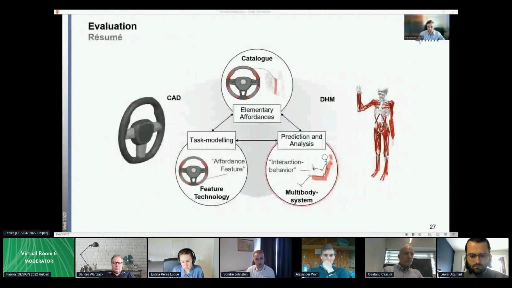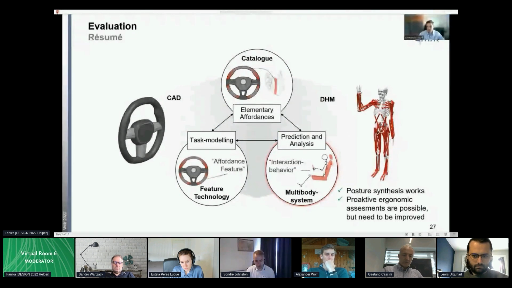So what can we learn from that? Our posture synthesis works since we could predict the same whole body muscle activations, and the postures look qualitatively the same. On the other hand, proactive ergonomics assessments seem to be possible, but certainly need improvement, especially when it comes to our assessment methods. Thank you very much, and I'm looking forward to your questions.